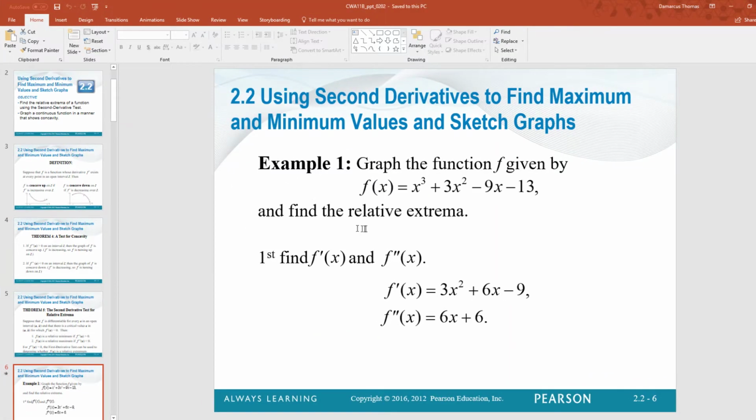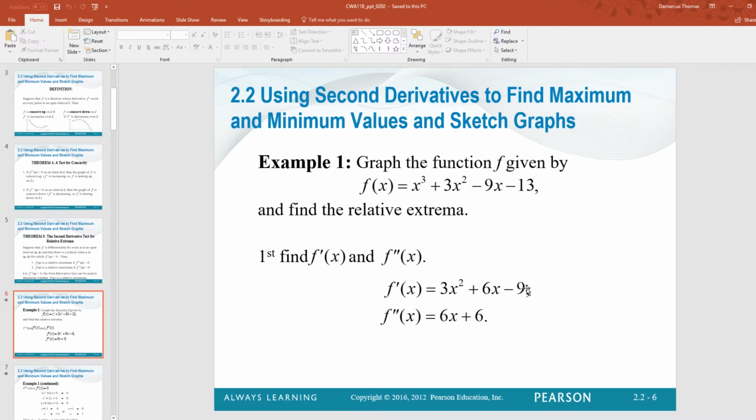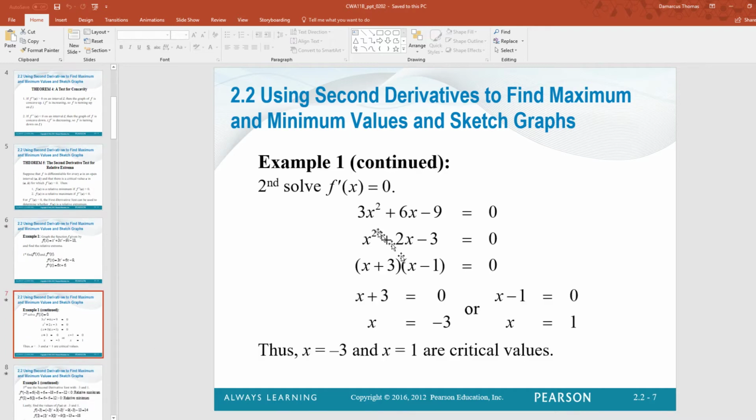It says find the relative extrema. First step, find the first derivative and then the second derivative. The first derivative is 3x squared plus 6x minus 9. The second derivative is 6x plus 9. Now, we use the first derivative to find all the critical values, okay? So you set the first derivative to 0 and solve for x. You get two critical values, negative 3 and 1. These are a part of the domain. Our domain of that function is all real numbers, so there are no restrictions in our domain, so the critical values are fine.